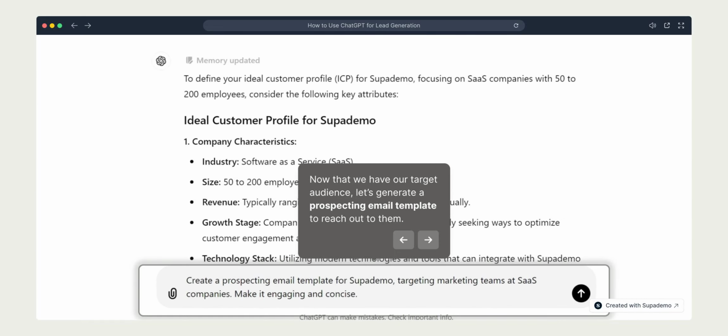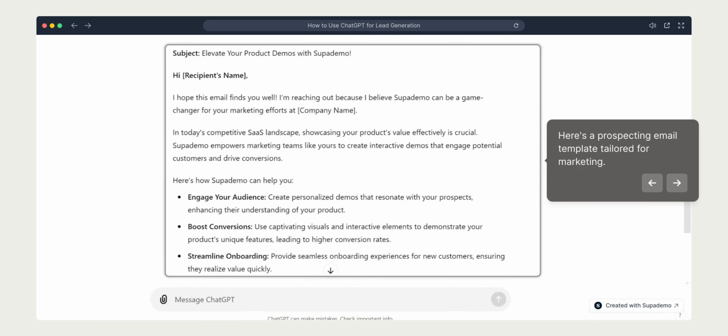Now that we have our target audience, let's generate a prospecting email template to reach out to them. Here's a prospecting email template tailored for marketing.